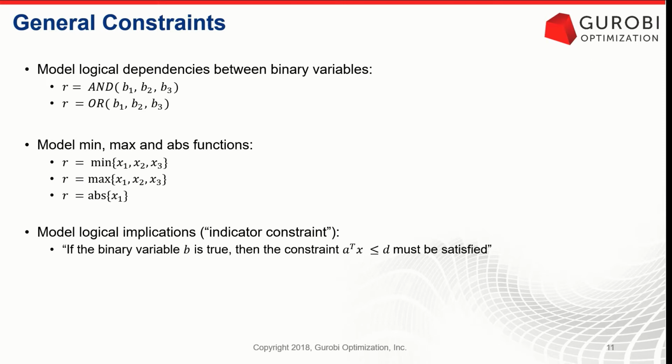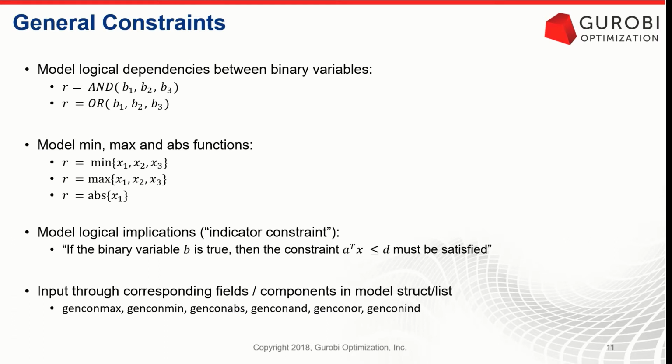And then there's a way to specify logical implications. This goes often by the name indicator constraints. The idea is to say, I have a binary variable b, and if it's true, then I want that this additional constraint A transpose x less or equal than d is satisfied.